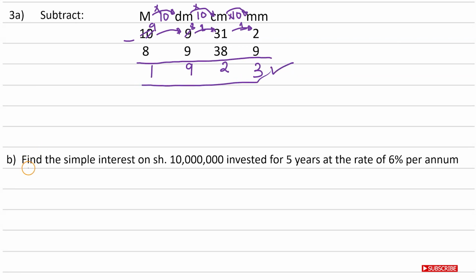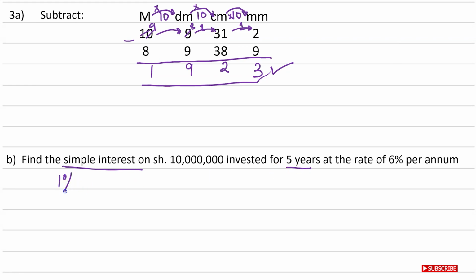Now for part B, we are asked to find the simple interest on 10 million shillings invested for 5 years at the rate of 6% per annum. Because it is simple interest, the interest rate is going to be the same each year. So if we find 1 for the first year, then we just need to multiply by 5 because it is being invested for 5 years. So let's find 1% first.